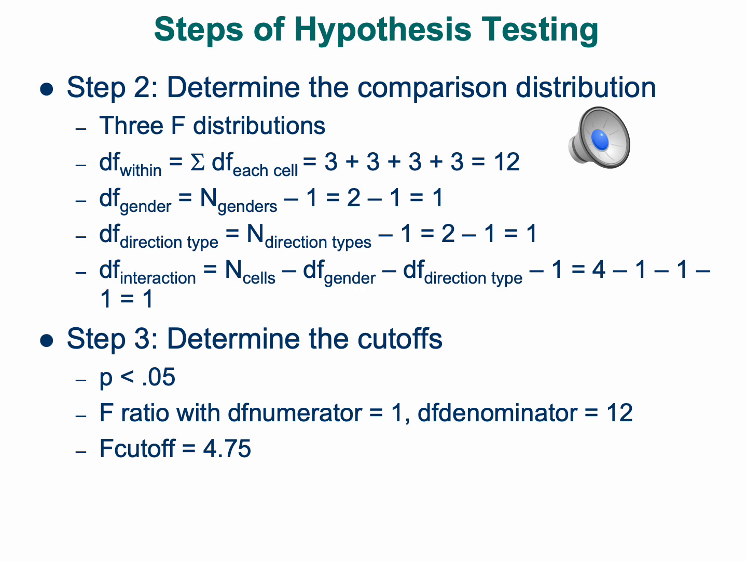And now we need to determine our cutoffs. Well, we've already chosen the p level of 0.05, so that's our probability cutoff. And if you go look up the F you need for this, you look this up in a table. Now, when you run SPSS, of course, SPSS will calculate this directly.